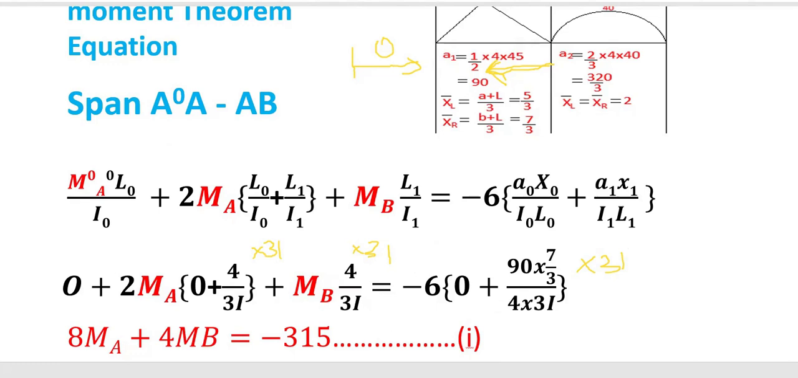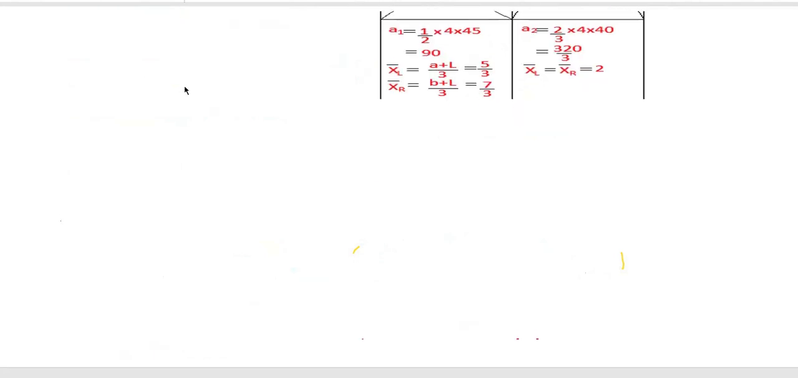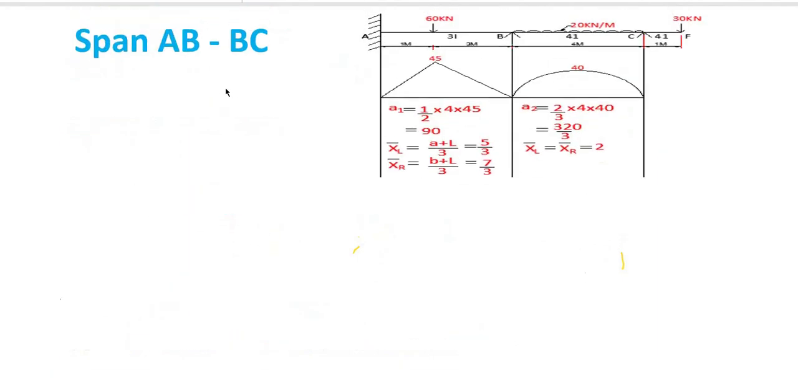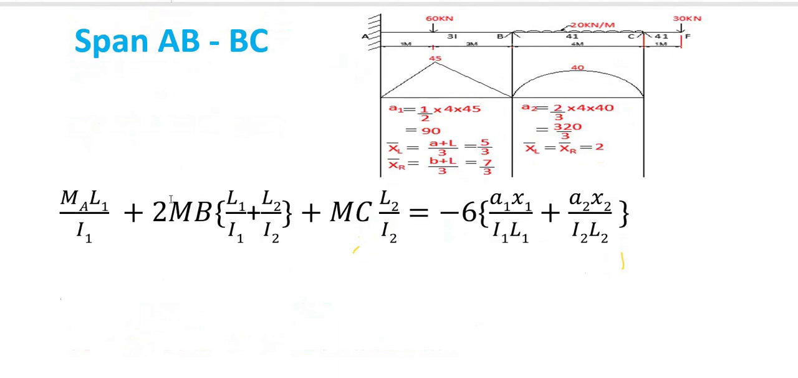So this now forms our equation number 1. Good. Now let's go to the next span. That is span AB, BC. So the formula is still the same for MA, it's just that now it changes slightly.